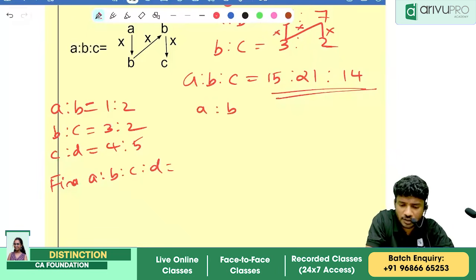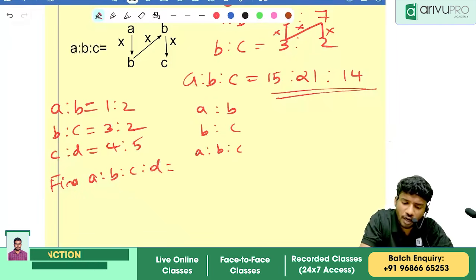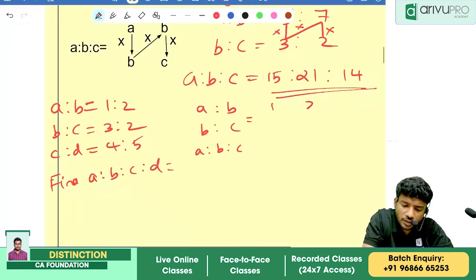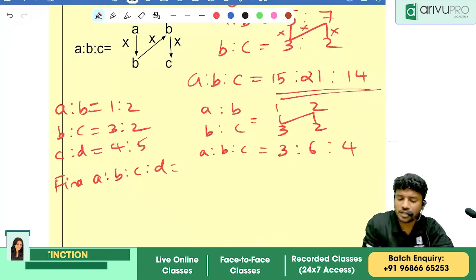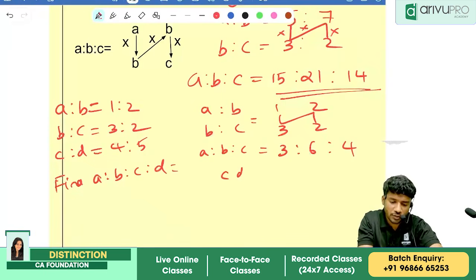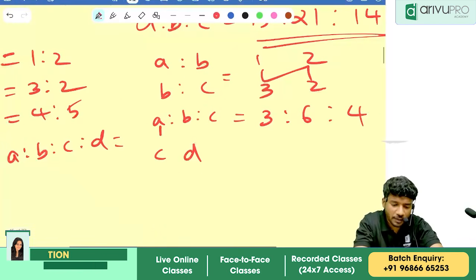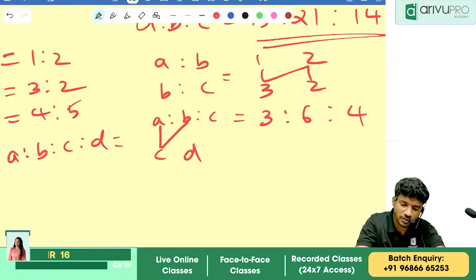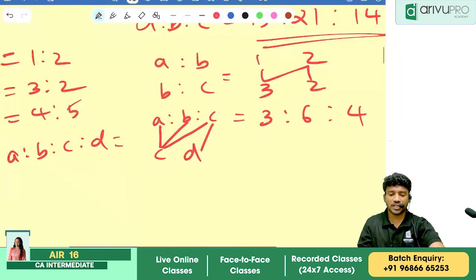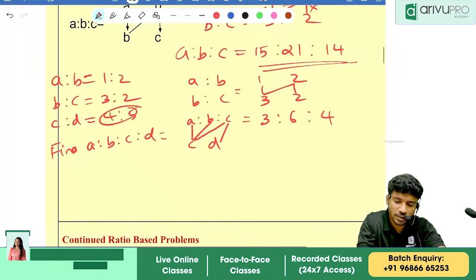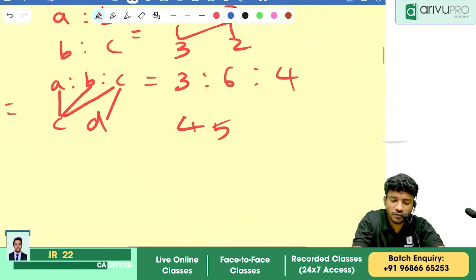So A is to B is there, B is to C is there, then we are finding A is to B is to C. How will you find it? 1, 2, then 3, 2. Take this. This is how much? 3 is 2, 6 is 2, 2 into 2 is how much? 4. Now, people, we will put C is to D over here. First we will multiply A and C, then C and B, then C and C, then finally C and D. So C is to D is how much? 4 is to 5.